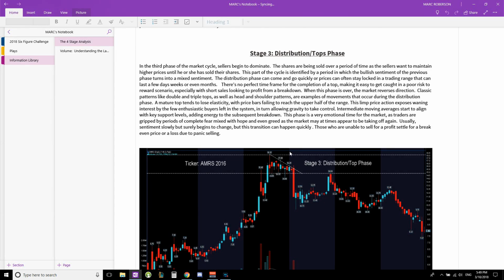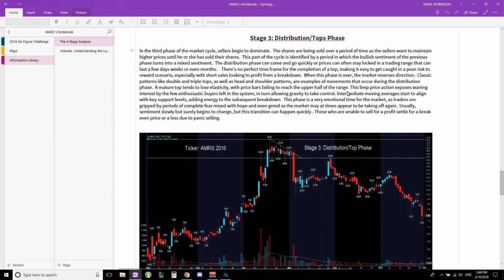Now moving into stage 3. Stage 3 is the distribution top phase. In the third phase of the market cycle, sellers begin to dominate. The shares are being sold over a period of time, as the sellers want to maintain higher prices until he or she has sold their shares.